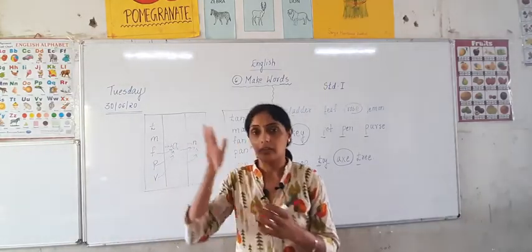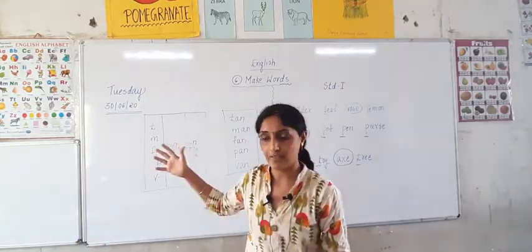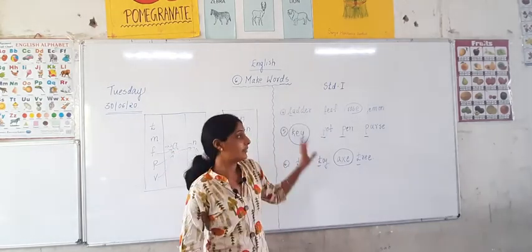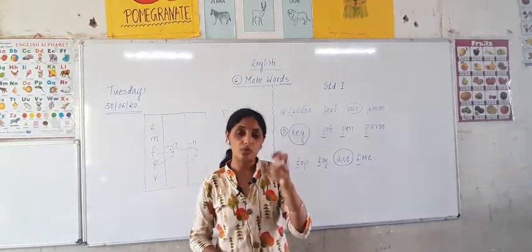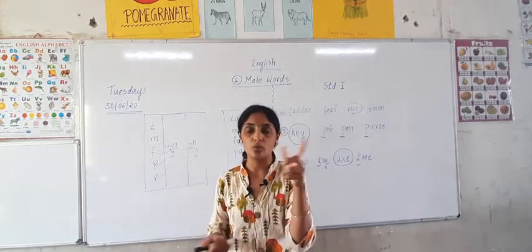Make words. Some of these examples were taken in the first period of the lesson also. Today also I have just revised it. We have repeated how to make words. Then after that we have found out the odd man out. After finding the odd man out, we have circled those odd man outs.